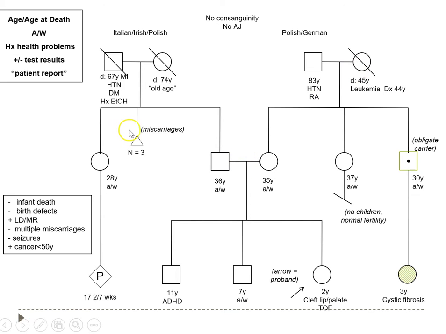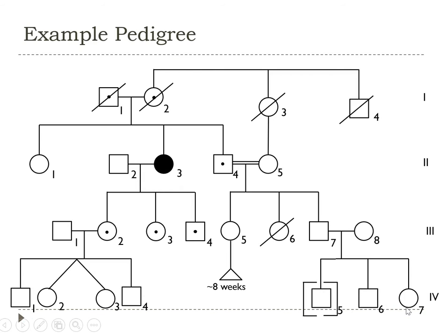And on the dad's side, his mother had 3 pregnancy losses. Again, this is a red flag. A 28-year-old sister who's currently pregnant. And both of the parents are deceased, and again, you write down what they tell you, old age at 74 or hypertension. And so there is a family history of learning disabilities, and here we have cystic fibrosis.